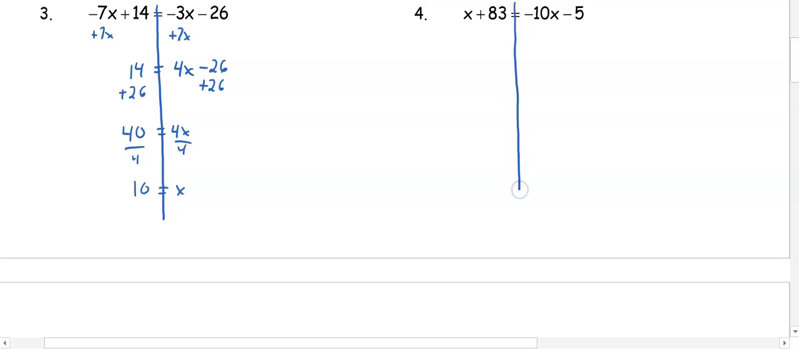In number 4, we have x plus 83 equals negative 10x minus 5. So our smaller variable here is the negative 10x. So we're going to add 10x to both sides. 11x plus 83 is equal to negative 5. We can subtract 83 from both sides. 11x equals negative 88. When we divide by 11, x equals negative 8.